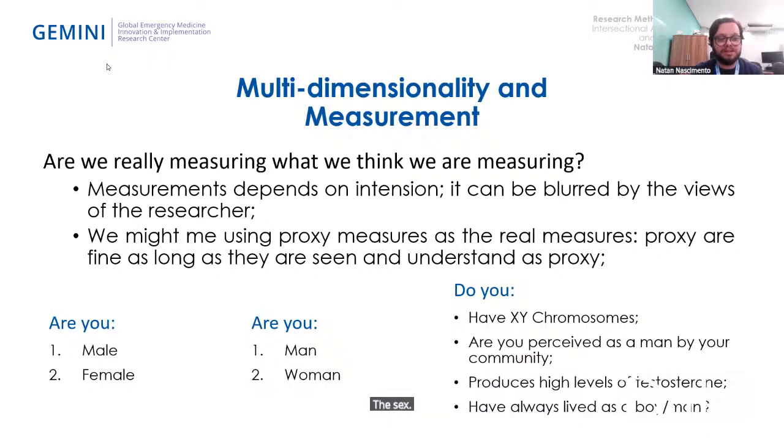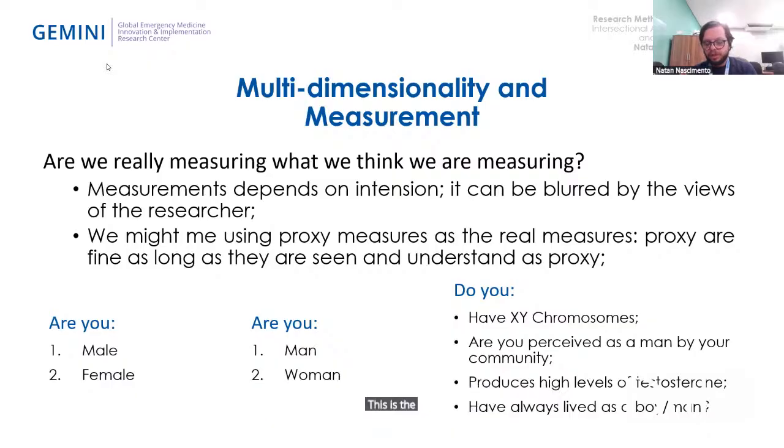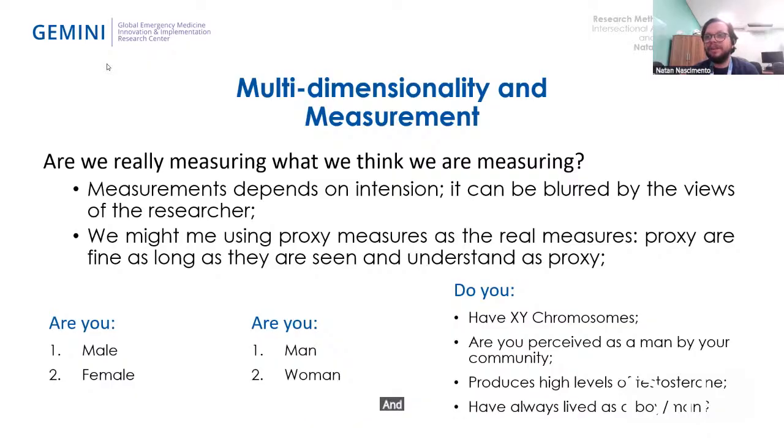That's biological sex. And it's not the only, well, the only two biological sexes. If we're talking about genetics, XY chromosomes, XX chromosomes, we also have XXY, we have X0, we have a lot of different ones. So are we measuring what we really need to measure? This is the first question. So we need to understand what we're measuring and this multidimensionality of data, because it makes a difference when we're talking about intersectional analysis. And how can this really create a whole new perception of risk that is not really true?